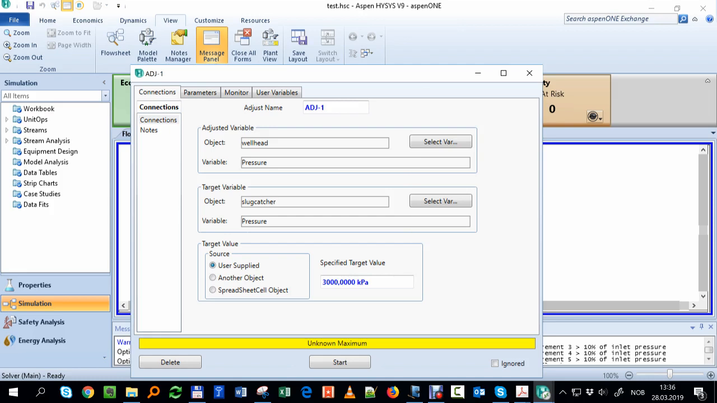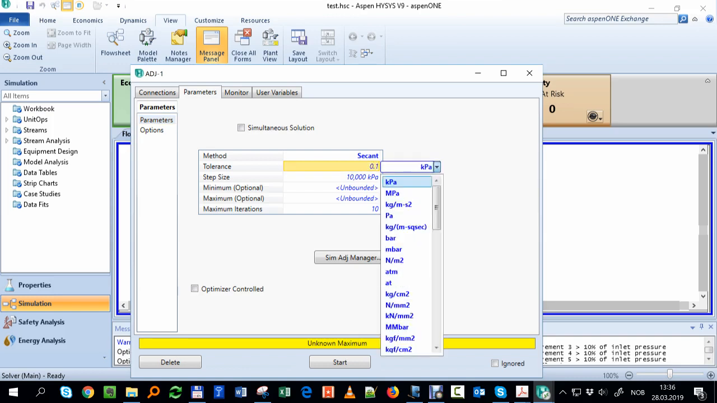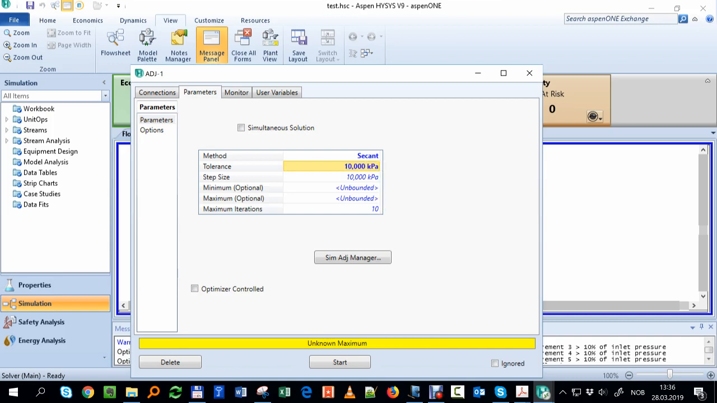Then we have to do some tweaking. Here you have parameters. What method are you using? You can use different types of method. Tolerance: when am I satisfied? Do I want 30 or 30 plus minus what? Let's say maybe 0.1 bar. We are not very exquisite. Step size: each iteration I will change the adjusted variable by some increment. Maybe we use the same, 0.1 bar.